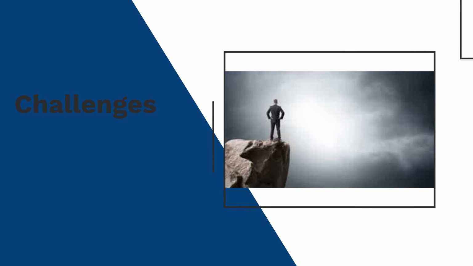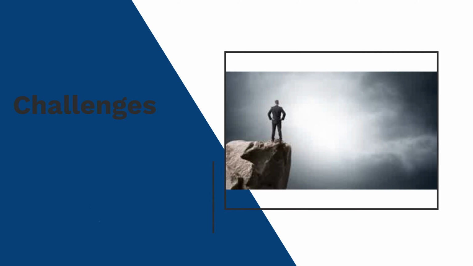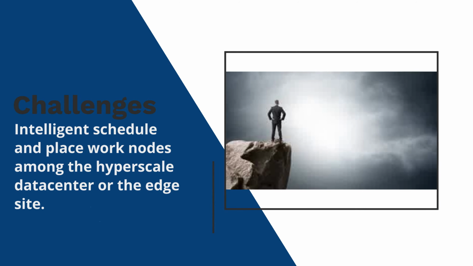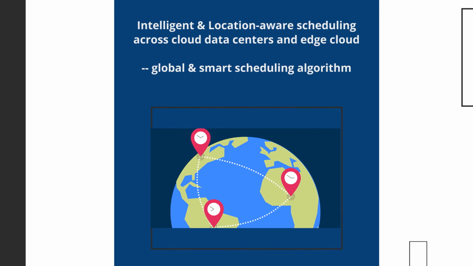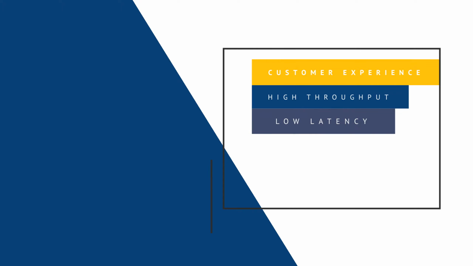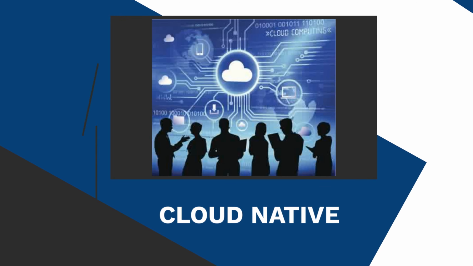With distributed cloud, one of the challenges is being able to intelligently schedule and place work nodes among the hyperscale data center or the edge site. So the new type of cloud infrastructure platform needs to support intelligent scheduling and location-aware resource and workload scheduling between data center and edge cloud, in order to improve customer experience with low latency and high throughput. Cloud native is becoming a norm for developing and managing modern distributed software systems. Cloud infrastructure platforms need to take the cloud native architecture and design approach for better scalability and extensibility.